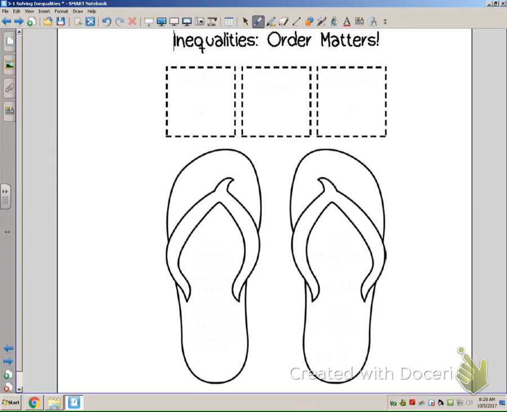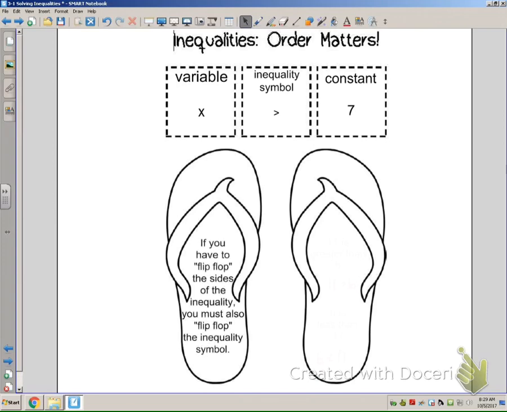Okay, when we're talking about inequalities, order matters. We can't change the order of the things without changing the symbol. So what I'm talking about is, first we usually like to have our variable, then we have the inequality symbol, and then we have a constant. Okay? I think of this as flip-flops. If I have to flip-flop the sides of the inequality, I also have to flip-flop the inequality symbol. For example, if I change this from being x first and the constant last, then I've also got to change that inequality symbol there in the middle.